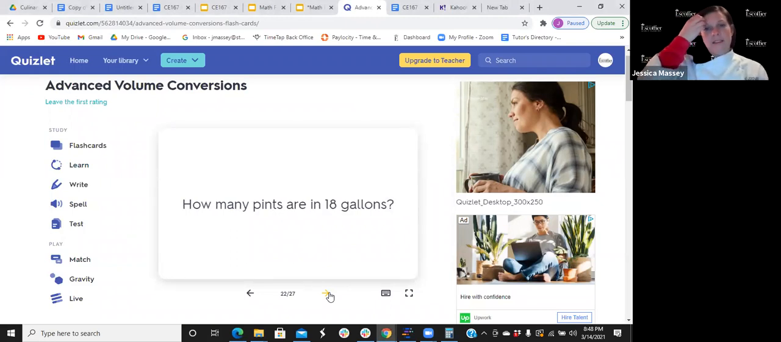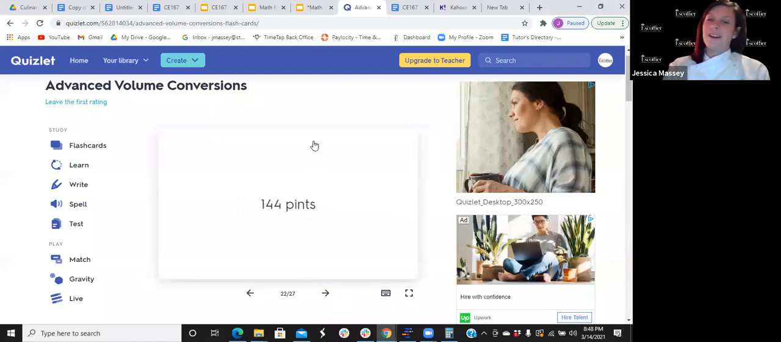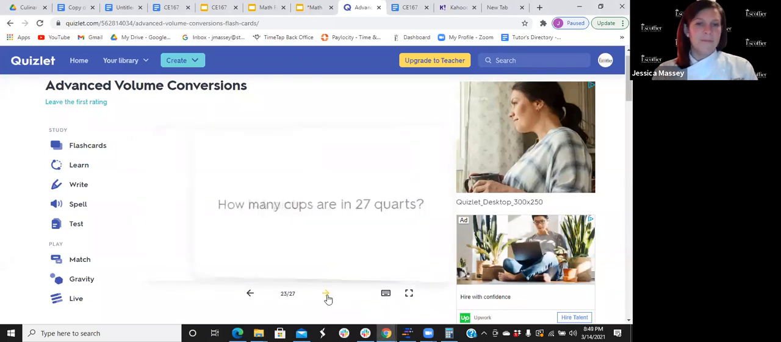How many pints are in 18 gallons? Well, how many pints are in 1 gallon would be your first step. That is 8. You multiply that 8 by your 18. See a bunch of 144s? You guys are right. Nice job.